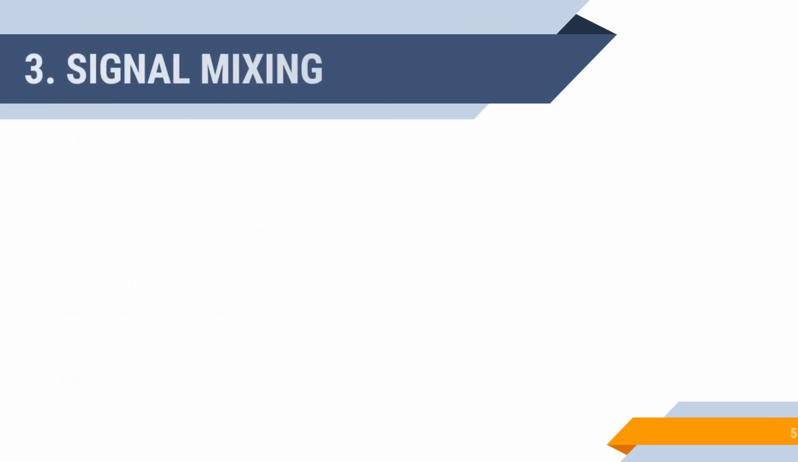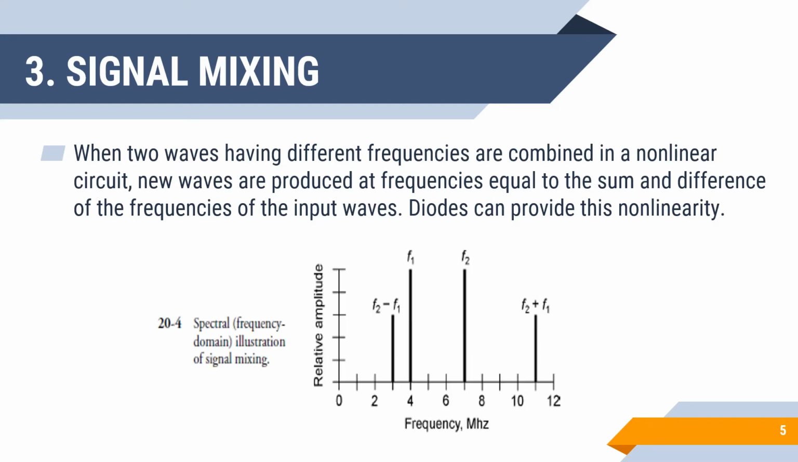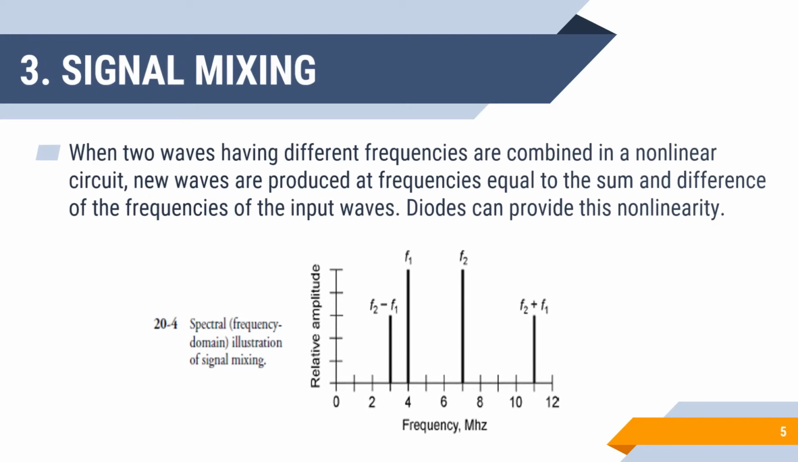Next is signal mixing. Suppose there are two signals with frequencies F1 and F2. F2 bilang higher frequency and F1 yung wave with the lower frequency. If these two signals are combined in a nonlinear circuit, new waves result. Yung isa ay may frequency na F2 plus F1 at yung isa naman ay may frequency of F2 minus F1. These sum and difference frequencies are known as beat frequencies. The signals themselves are called mixing products or heterodynes.